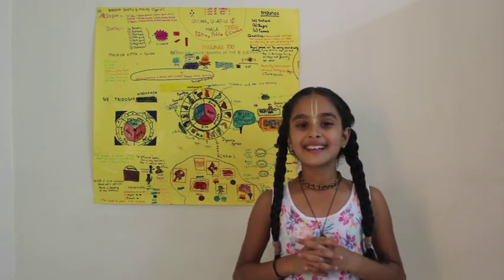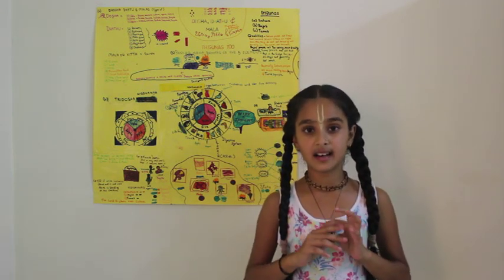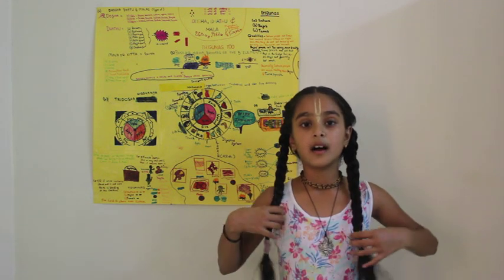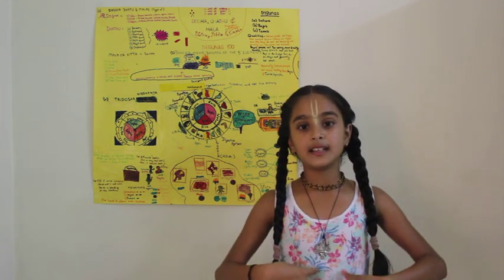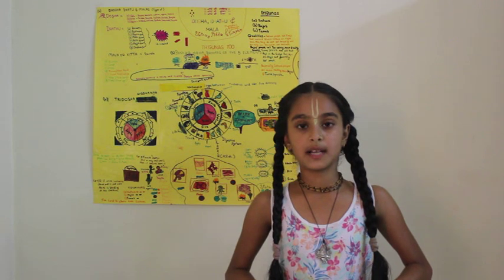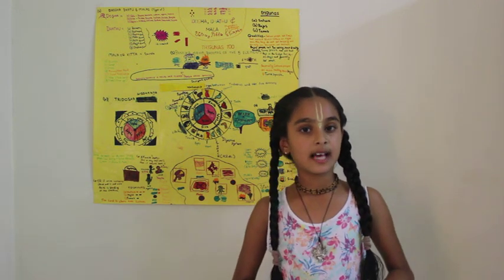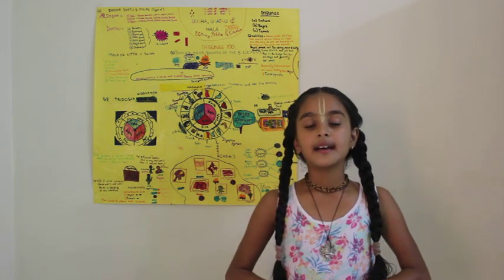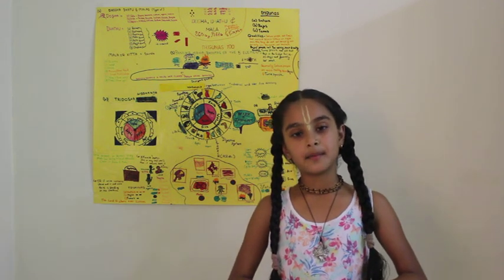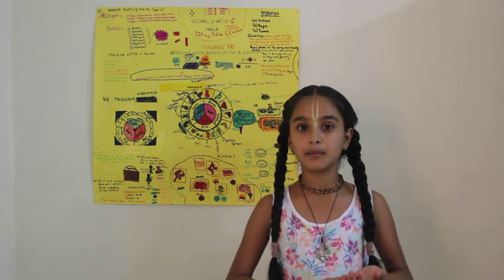So next is Kledaka, which is in the throat, lungs and stomach region. So Kledaka also helps with digestion. And next is Shleshaka, Avalambaka.